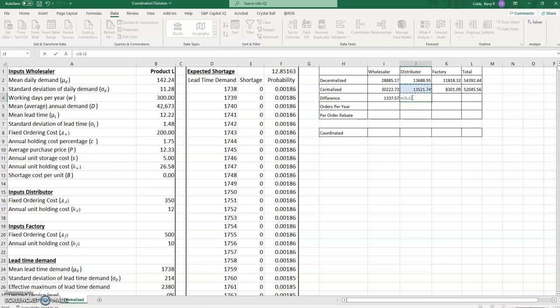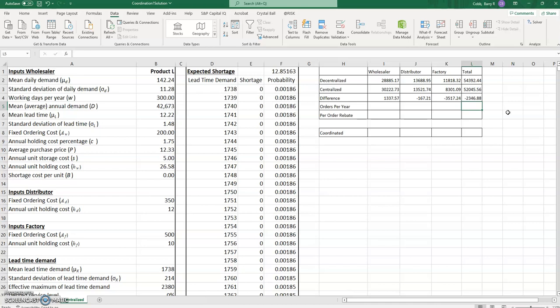If we take centralized minus decentralized for the distributor, they're actually $167 better off in the centralized solution. They would prefer to be centralized, and the factory is quite a bit better off. In fact, $3,500 better off. And then if we look at the total supply chain, the total supply chain is $2,300 better off if we operate in a centralized mode.